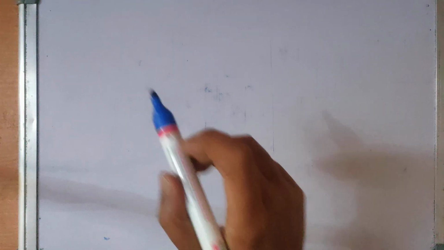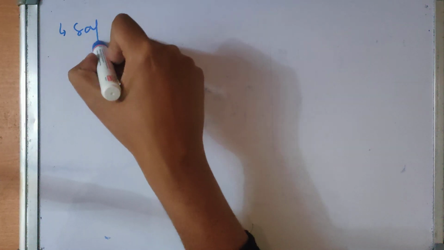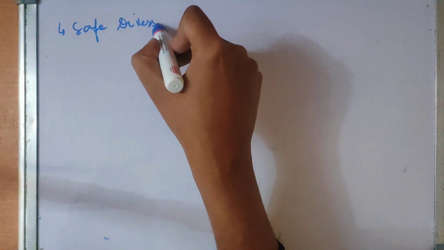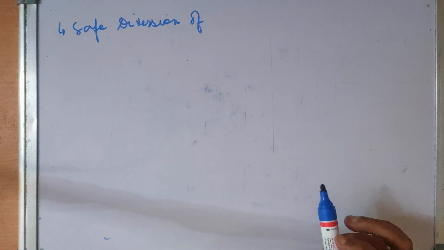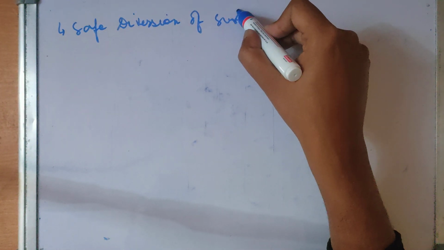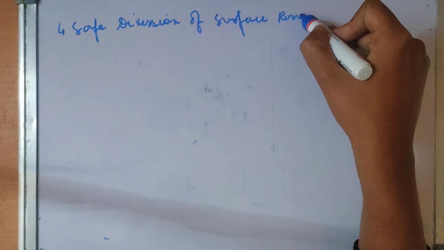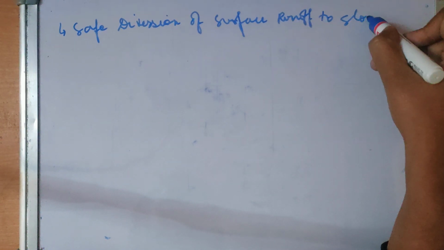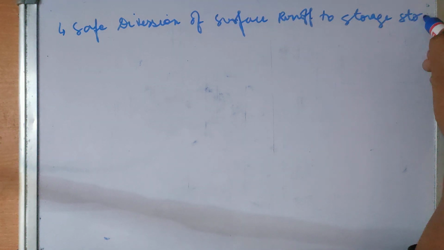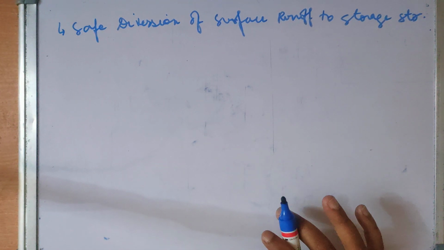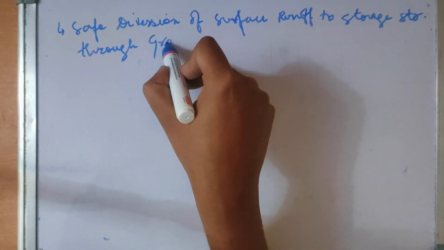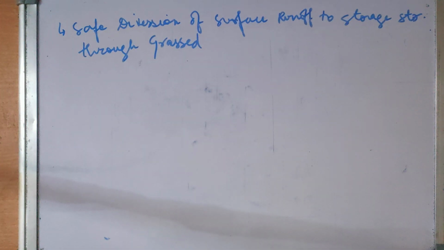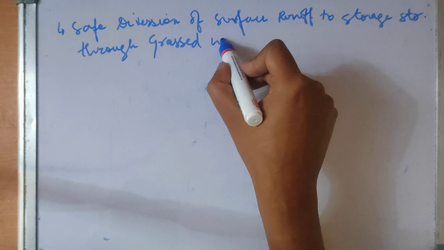Moving to the next point in the principles. Safe diversion of surface runoff to storage structure through grassed waterways, because grassed waterways will prevent water erosion of our soils.